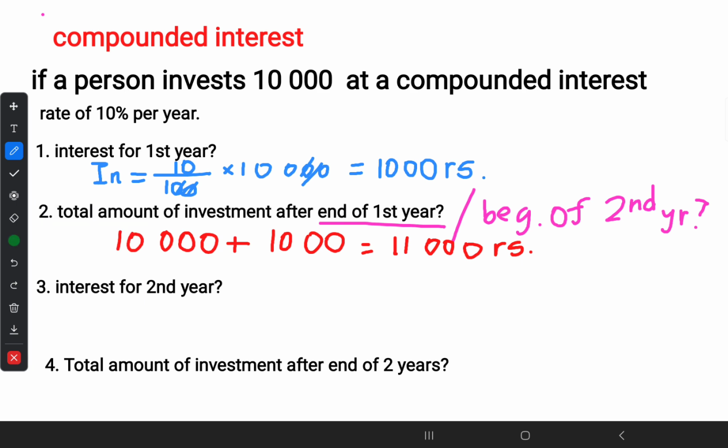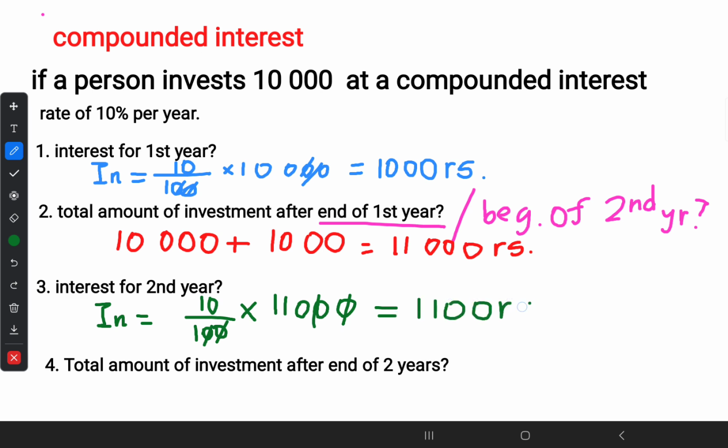Now in the second case, interest for the second year. Here also the interest percentage does not change, it is the same one, so 10 over 100. But the amount of investment at the beginning of the second year has increased, because the interest also will be included in the investment. So both together, 11,000 is the amount you should substitute as the investment at the beginning of the second year. For that amount they will offer you the interest. So we will find how much it is. It will become 1,100 rupees.